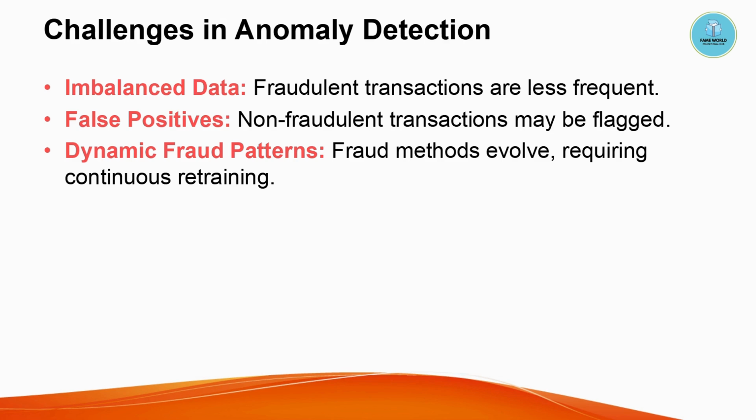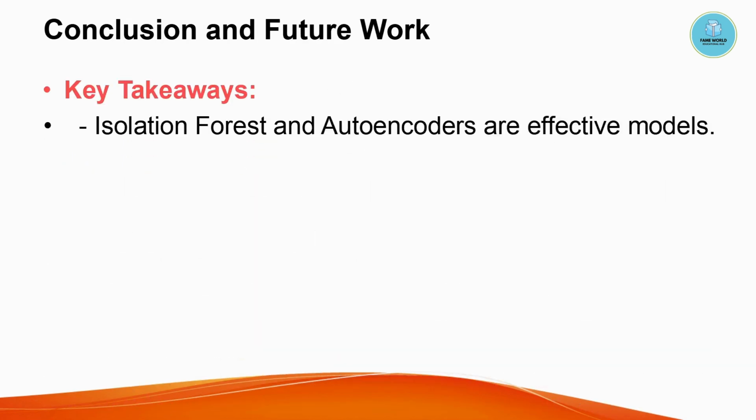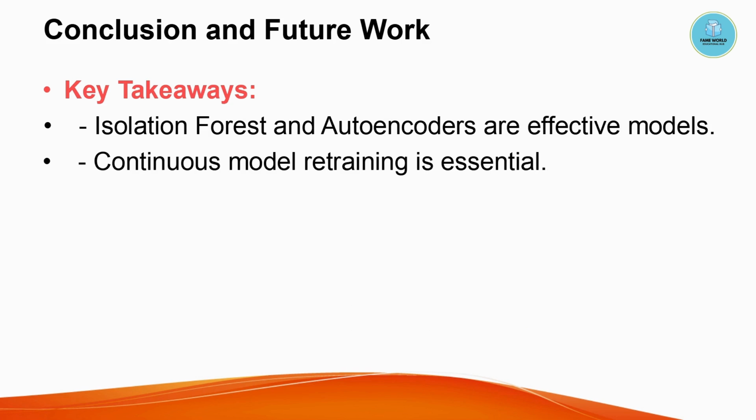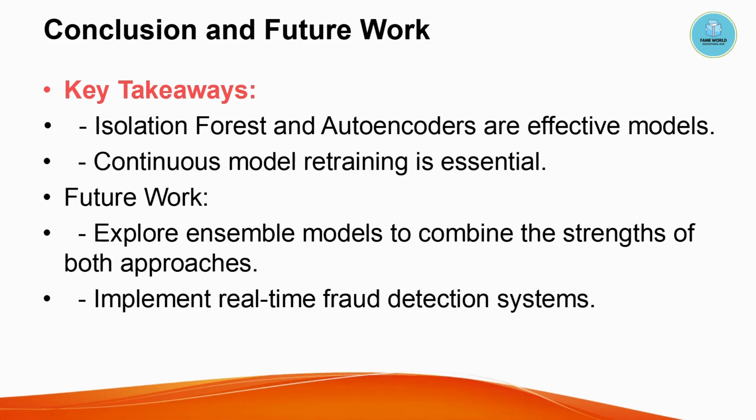In conclusion, both isolation forest and autoencoders are effective tools for anomaly detection in credit card transactions. They help detect fraud early, preventing financial losses and securing the transaction environments. However, the models must be continually retrained to adapt to changing fraud patterns. Looking ahead, we can explore ensemble models that combine the strengths of both isolation forests and autoencoders to improve detection accuracy. Furthermore, implementing a real-time detection system could allow us to flag and block fraudulent transactions instantly, providing a more proactive approach to fraud prevention.